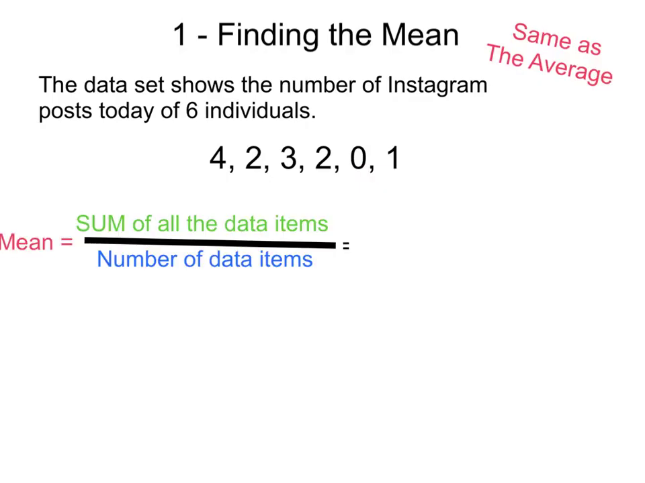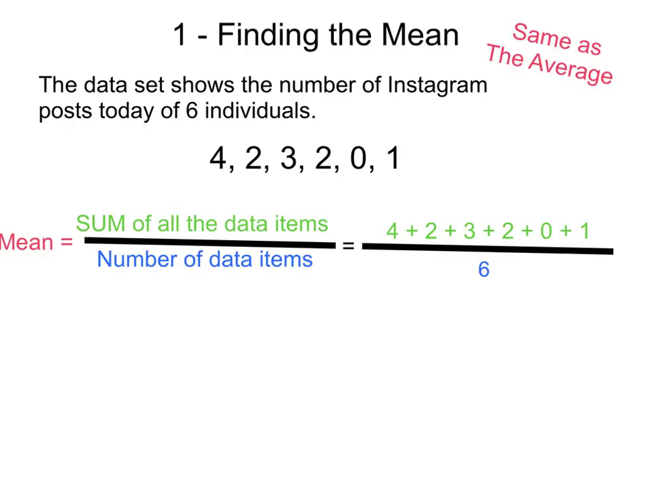The mean is the sum of all of the data items divided by the number of data items in the set. So if we're to look at it, the sum of all the numbers is if we took all 6 of these different numbers and we added it together, and we divide it by the number of total items, which is 1, 2, 3, 4, 5, 6. So we can see right here, if we wrote it out, 4 plus 2 plus 3 plus 2 plus 0 plus 1, all divided by 6.